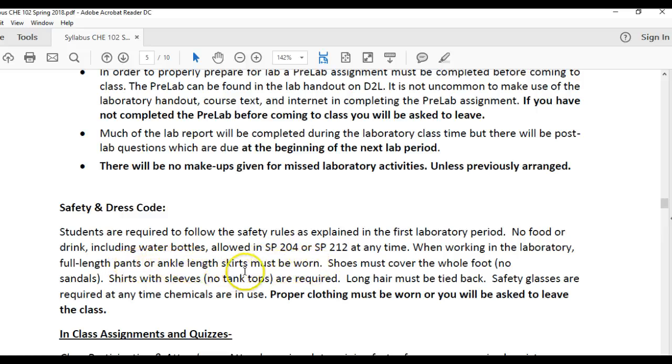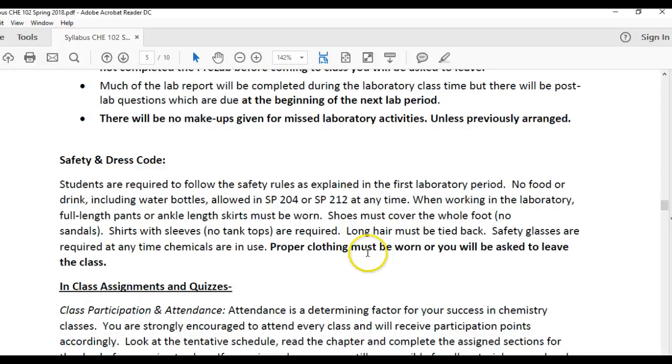You have to wear pants, or if you wear skirts, they've got to be down to your ankles. You have to wear socks. You have to wear closed-toed shoes, shirts with long sleeves, no tank tops, long hair must be tied back, safety glasses at all times. This is pretty much almost everything in our class. And every Monday that we meet, you have to make sure that you do this.